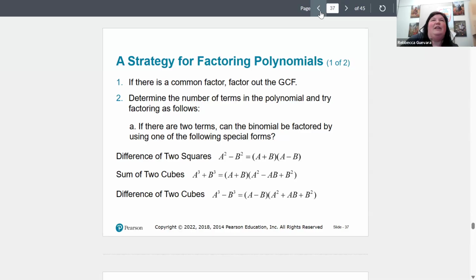First, see if you have a common factor that you can factor out. Then determine the number of terms in a polynomial and try factoring as follows. If there are two terms, can the binomial be factored using one of these special forms? So is it a difference of squares? Is it a difference of cubes? Is it a sum of cubes?